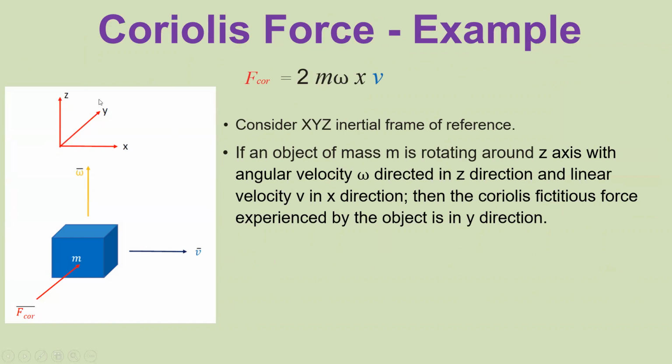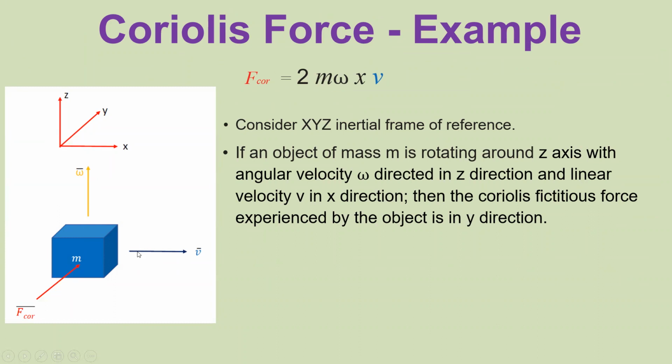So a further explanation of the Coriolis force is given here. You can take the coordinate system as XYZ. XYZ is the coordinate system to measure the orientation of this object. The origin is located at the center of gravity of this object, at the middle of this object. This is X, this is Z, and this direction is Y.